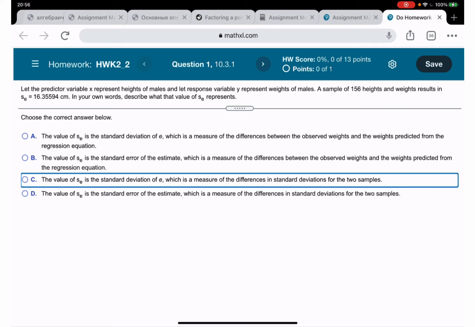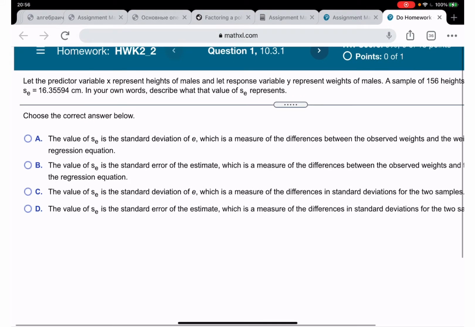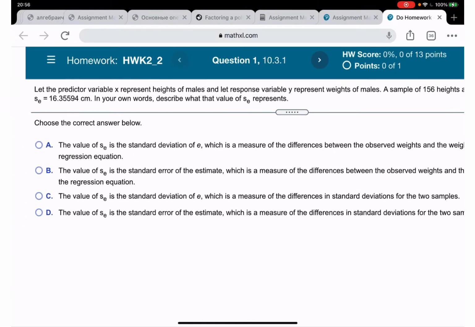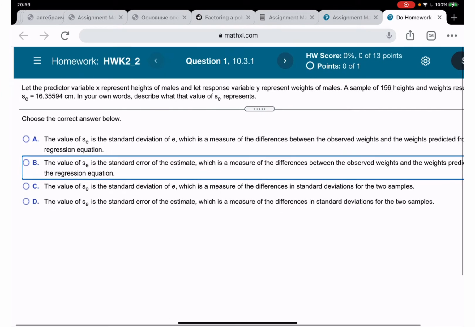A sample of 156 heights and weights results in S_e equal to 16.35594 centimeters. In your own words, describe what the value of S_e represents. Okay. The value of S_e is a standard error, first of all. That's why we have E. S is standard, E is error. And it's a standard error of the estimate.